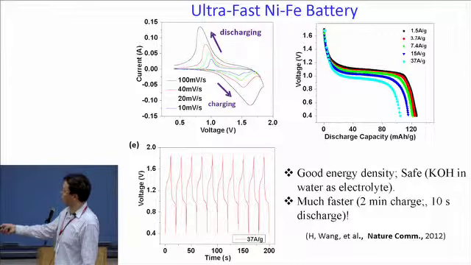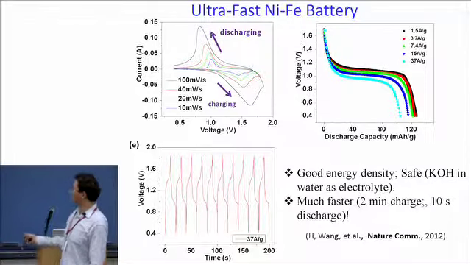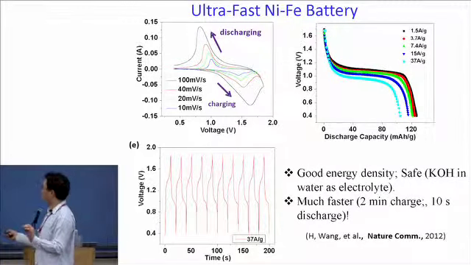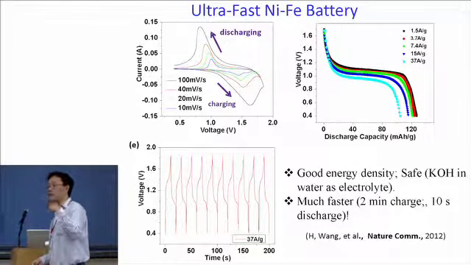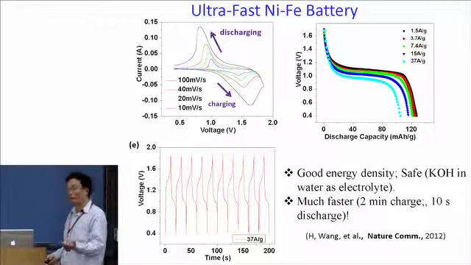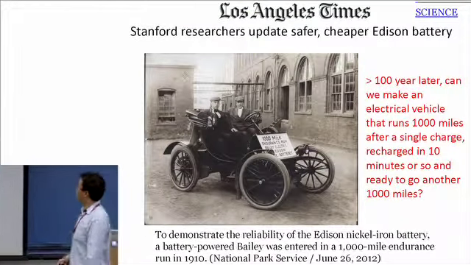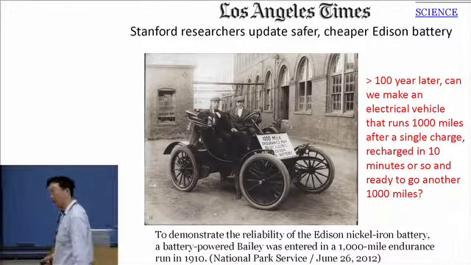So this is the charging and discharge property. You see that the charging and discharge is very fast. This is in seconds. So this is a battery now that can be charged in about 2 minutes, and it can be discharged in about 10 seconds. So now you have a battery you can charge very quickly, and also discharge very quickly. This is exciting because of potential usage in electric vehicles.